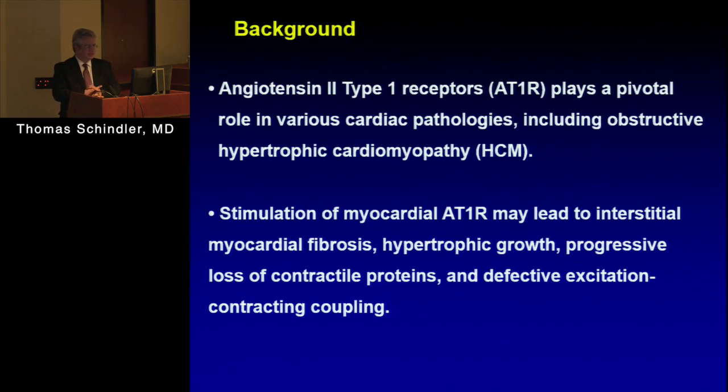And angiotensin, as we know, may cause myocardial fibrosis, may cause pathological hypertrophic growth, progression, loss in contractile function, and defective excitation-contraction coupling. I mean, you as cardiologists, you know that.